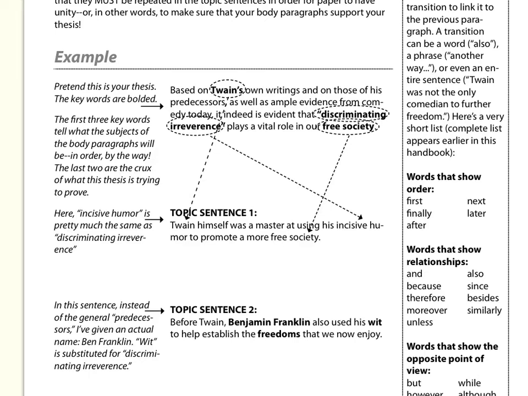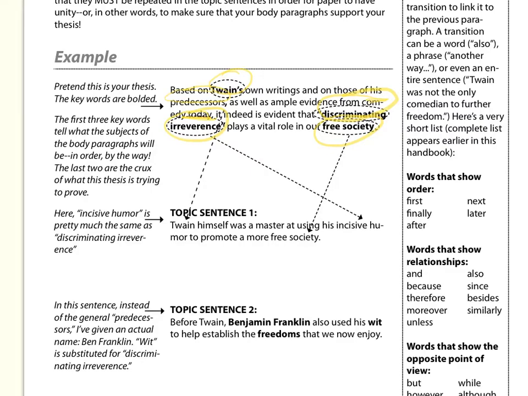Now your keywords are Twain, discriminating irreverence, which goes together, and free society. So some version of all of those things actually needs to appear in the topic sentences. Now I do want to point out that although Twain is one of the authors that we're going to talk about, notice it also says predecessors here, and then also comedy today here. So we're going to get to that in the topic sentences.